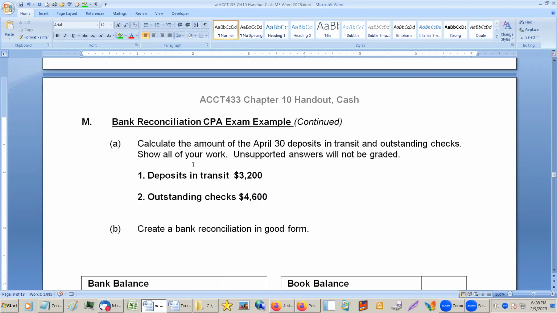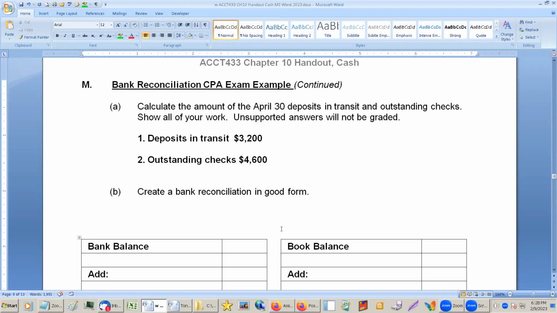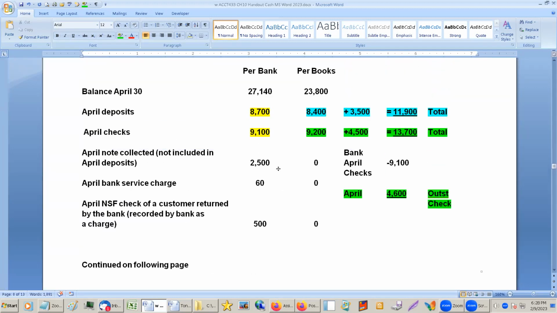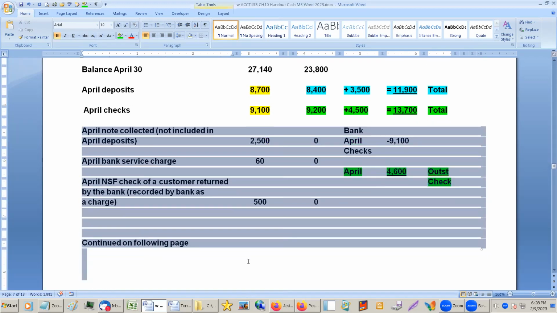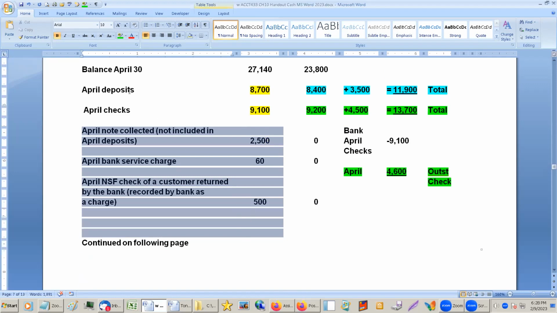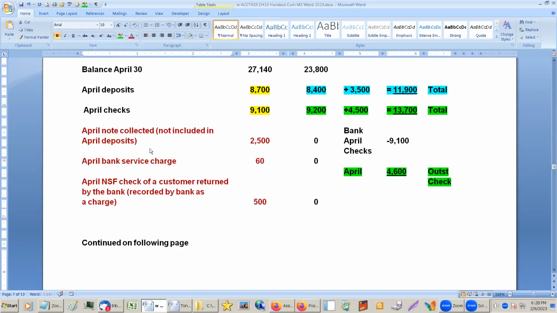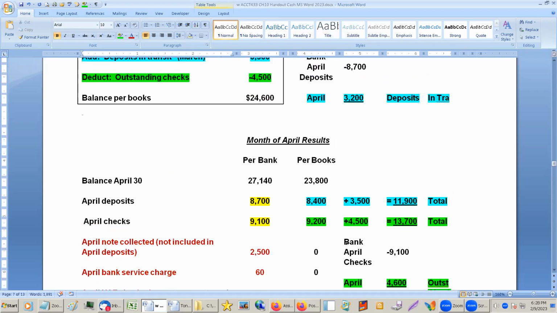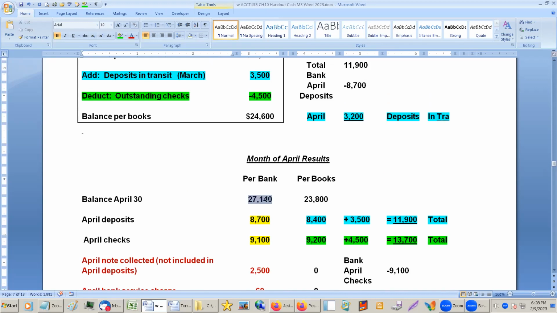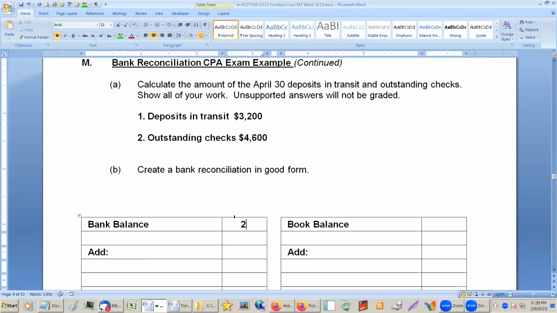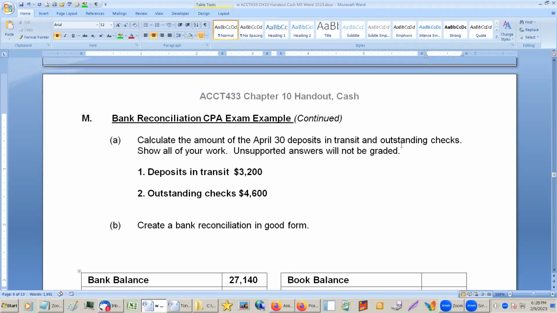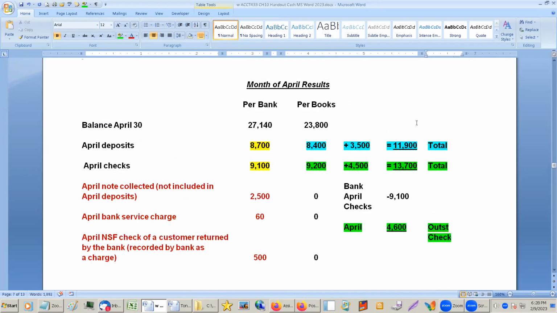Sorry about that, guys. Okay, so create a bank reconciliation in good form. Basically it's the same thing we did on the other one, except we're gonna have to add in these onto the book side. But for the bank side, we have the deposits in transit. And so let's see, the April bank 27,140. In the book, 3,800.